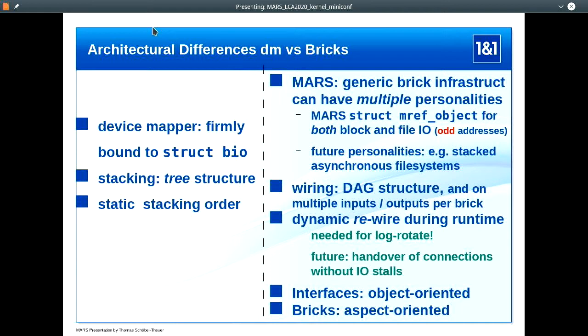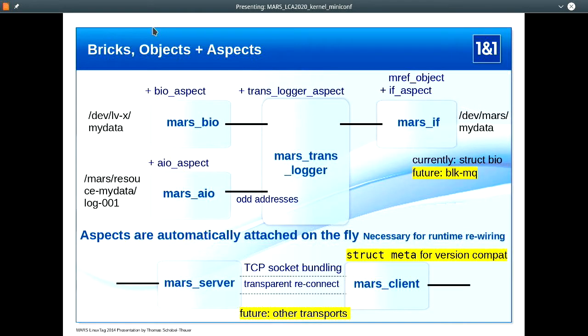The next architectural difference is the interfaces. Here in this generic brick infrastructure, you could use it for future personalities for different things, not only the block layer. For example, you could also use it at the file system layer. So if it goes kernel upstream, you can use it for different types of interfaces. And these interface types are potentially object-oriented, so inheritance. And the bricks themselves have an aspect-oriented design, which I will explain in the next slide. So this is the heart of my presentation. What about bricks, objects, and aspects?